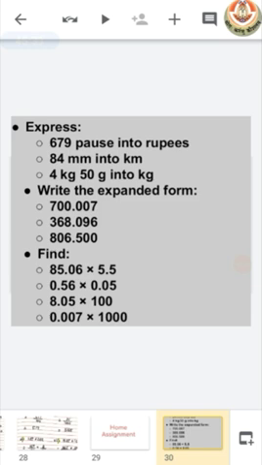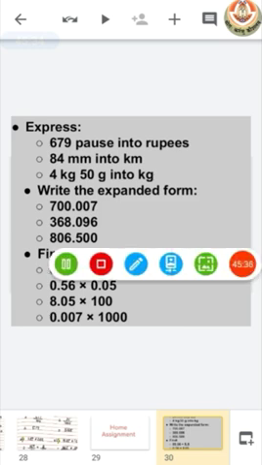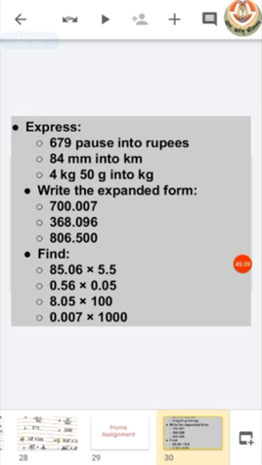It is paise, it is a typing mistake, it is paise, okay, not pause. You have to express 679 paisa into rupees. It is not pause, it is paisa.